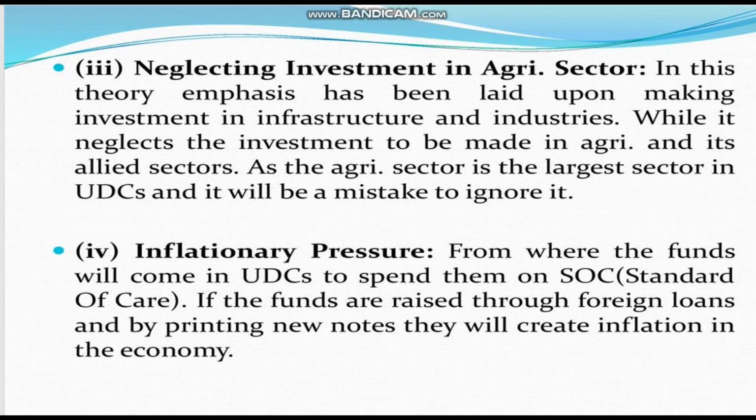And the fourth one is the inflationary pressure, which means from where will the funds come. That is the first problem of an underdeveloped country. If the IMF or the World Bank gives funds, how will they be returned, and it may lead to a debt trap, or it may lead to inflation in the economy. If it prints notes also, it will create a problem. And if it takes a loan, then there will be some administrative colonization of the economy. So there are more problems in undeveloped countries.